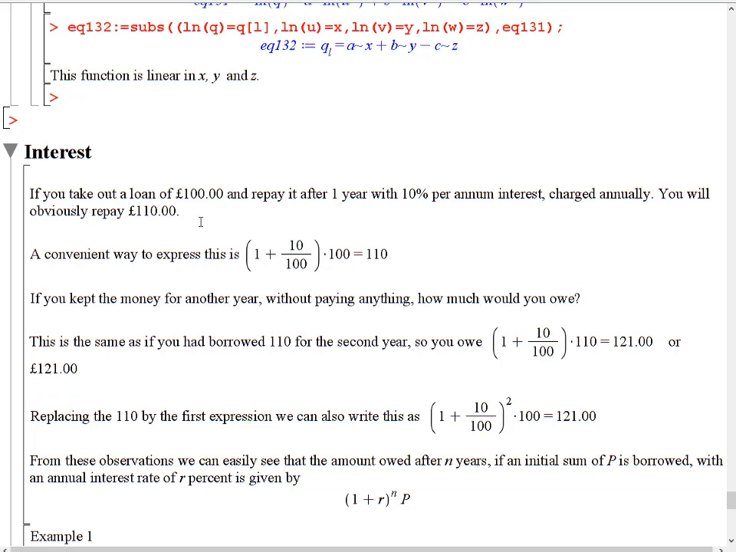So first, a simple example: take out £100 and pay it back a year later with 10% interest. You're going to pay £110 back. And one way to calculate it is like this.